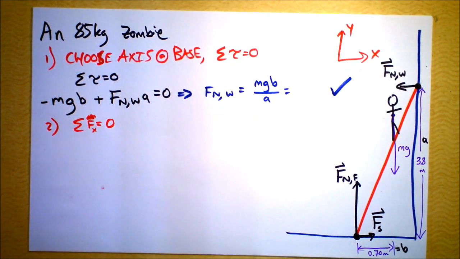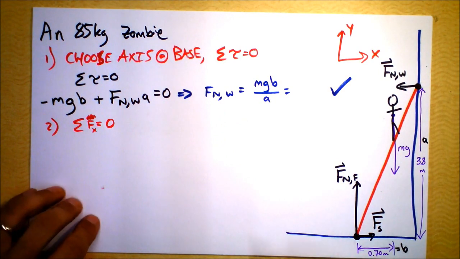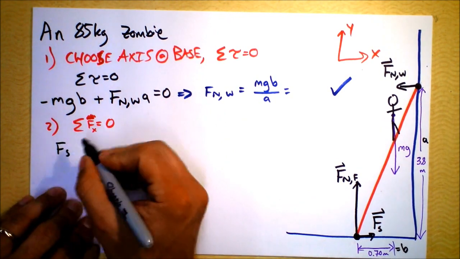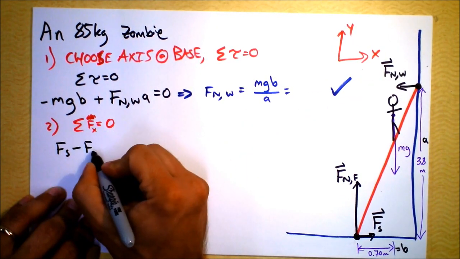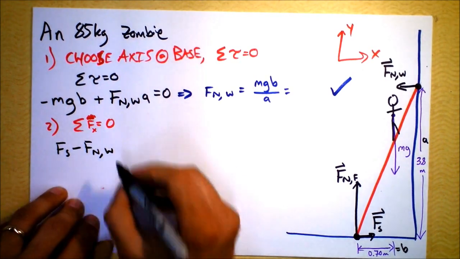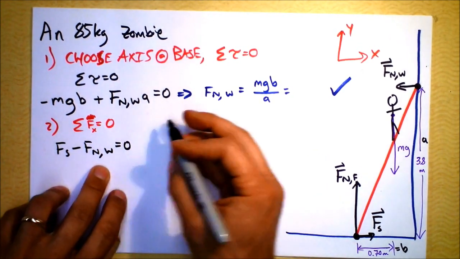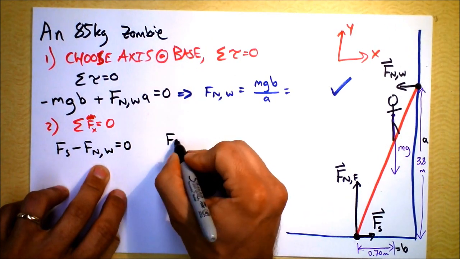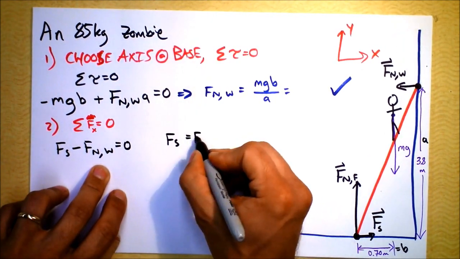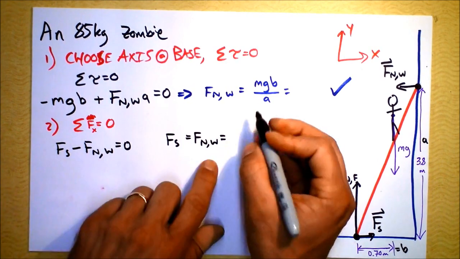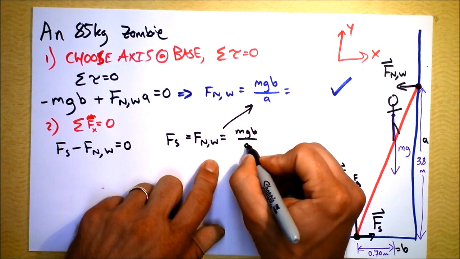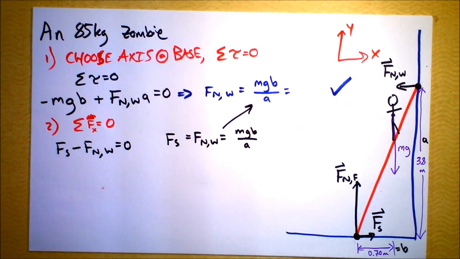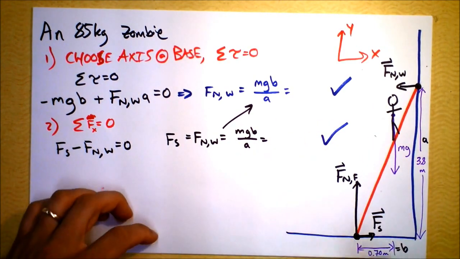So as we make this concrete, the forces in the X direction are the force of static friction, and this is a negative force. This is negative the force from the wall, the normal force from the wall, and that stuff equals 0. So we can say, oh shoot, the static force of friction is equal to the normal force from the wall, which is in turn equal to mgb divided by A. So we can declare that also done. Check. And you have that number already, right? Yeah, so you can put that down there. Step 3.